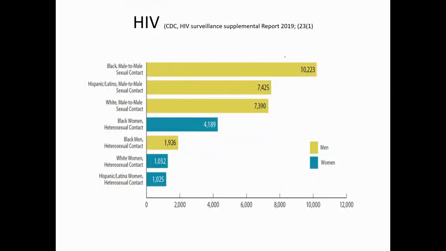This is just a slide for the prevalence of HIV. Black male-to-male sexual contact is the highest. Hispanic, Latino, male-to-male sexual contact, next. White male-to-male sexual contact, next. Black women, heterosexual contact, next. Then Black men, heterosexual contact, and then down to white women, heterosexual, Hispanic, Latino women, heterosexual. So this is the most prevalent group right here.